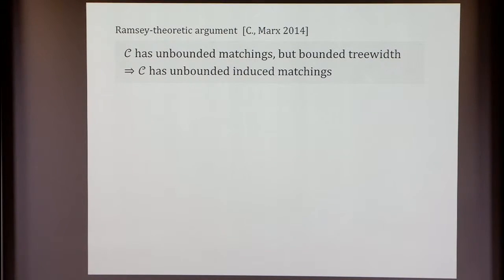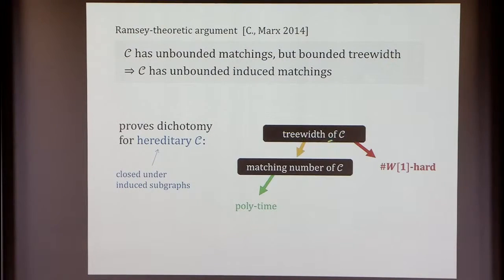This is not particularly hard to see, but this argument allows us now to classify hereditary classes quite easily. So we get the dichotomy for hereditary classes. These are classes that are closed under induced subgraphs. And why is that? Well, if you look at the tree width, and that's unbounded, then we have the sharp W1 hardness result, which I mentioned before by this grid type reduction.